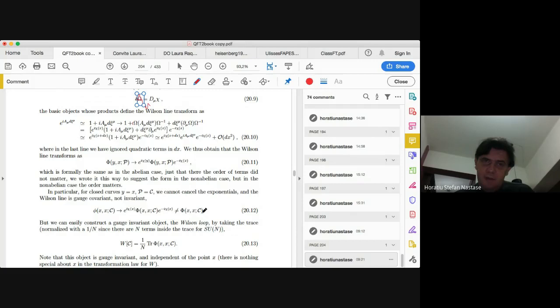But this is a covariant transformation, the way, for instance, the field strength, F mu nu, the non-abelian Yang-Mills field strength transforms, right? This is a covariant transformation. But we know how to make a gauge invariant object out of a gauge covariant one.